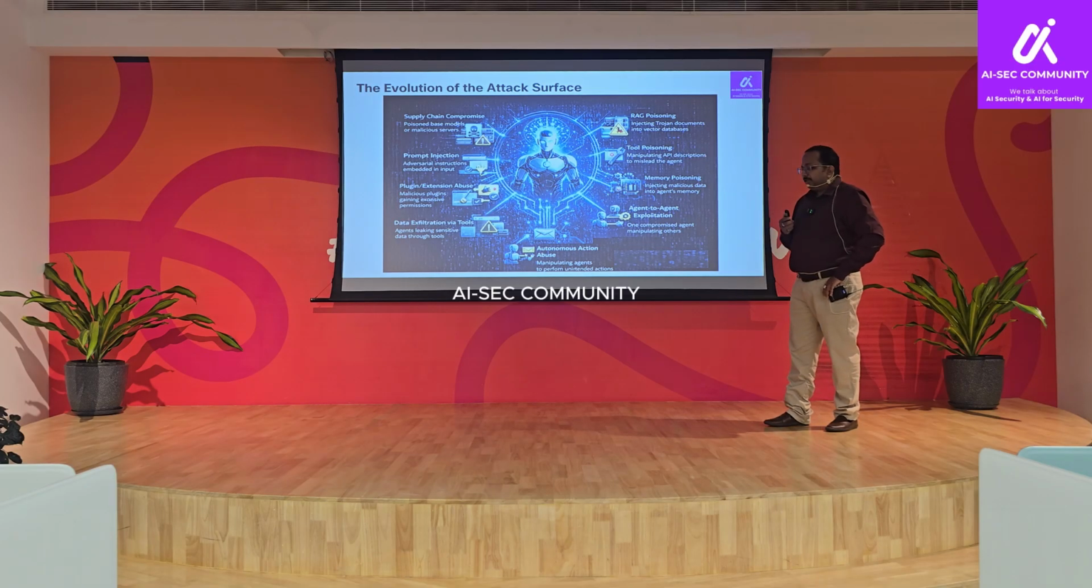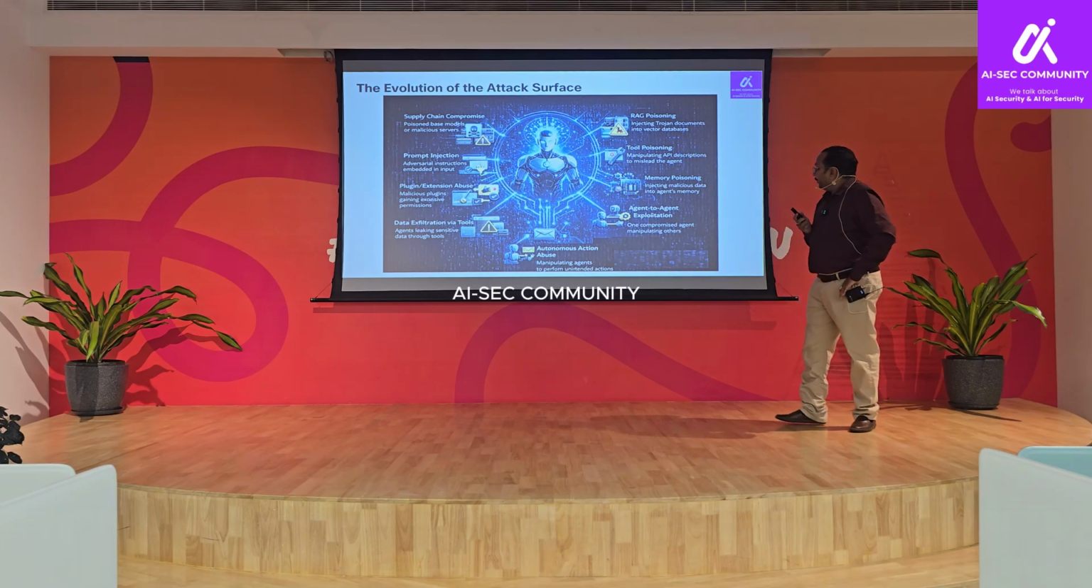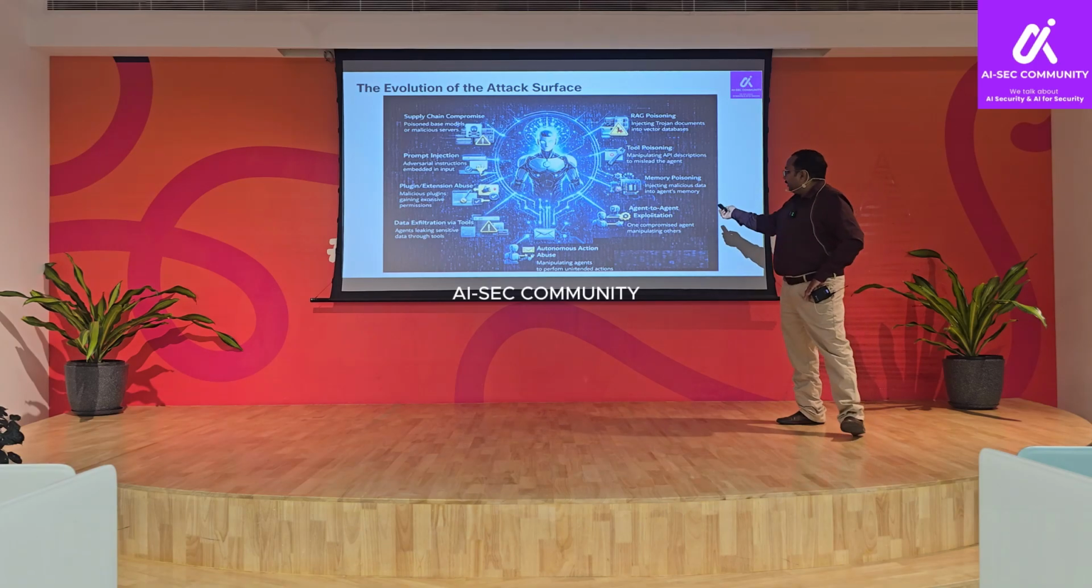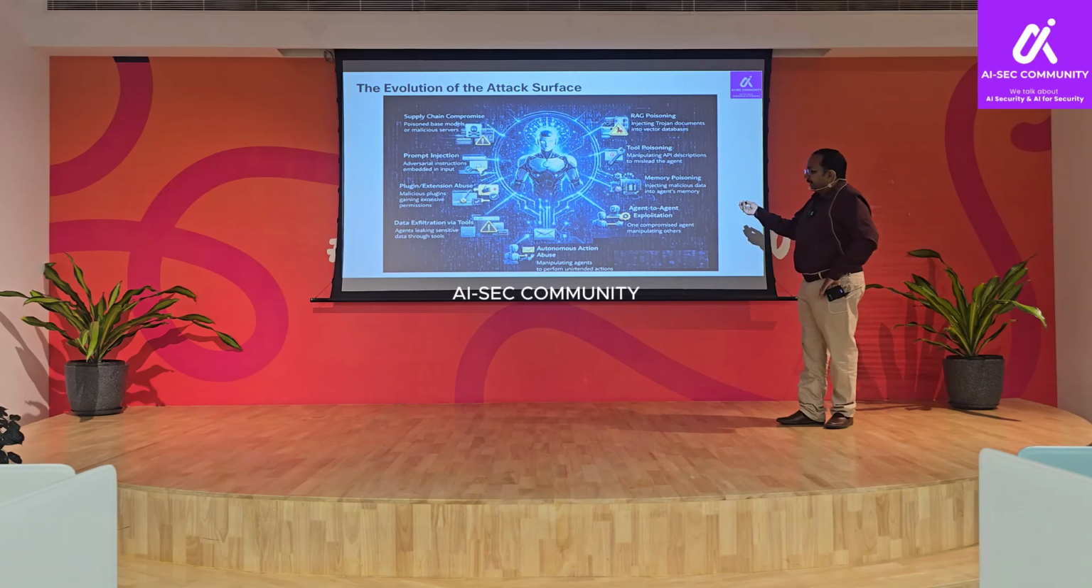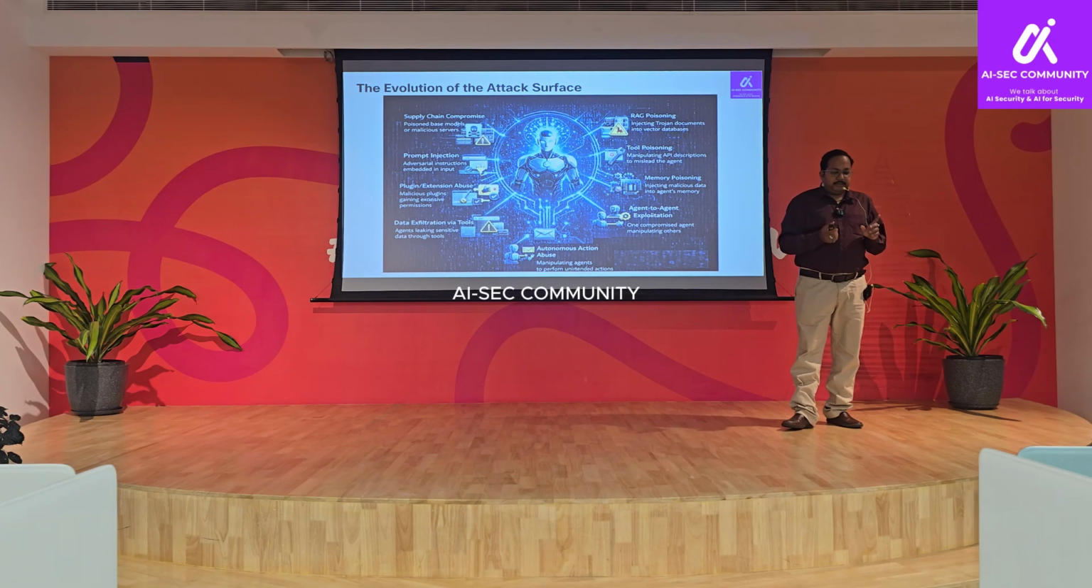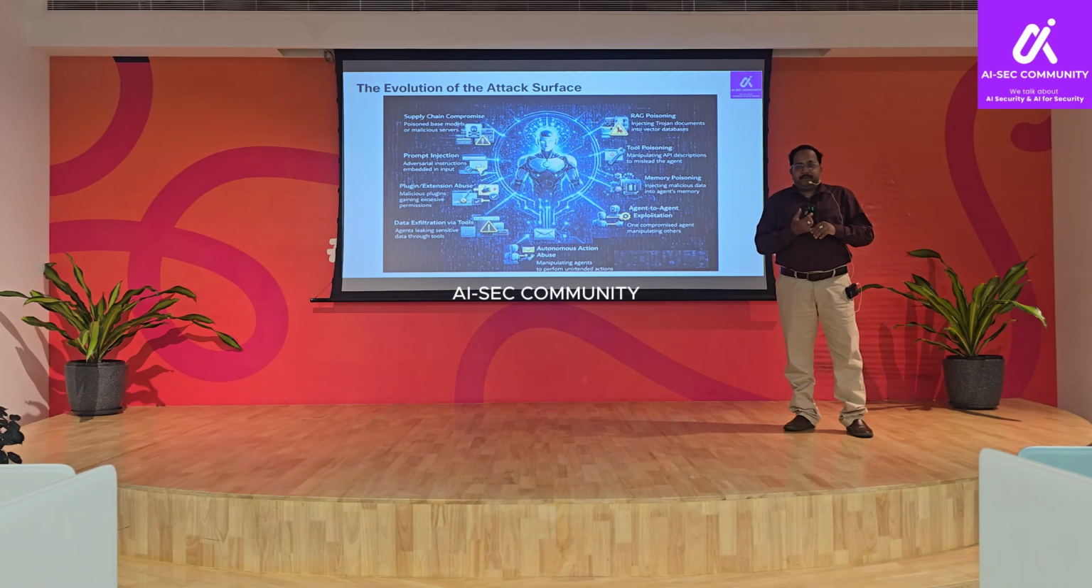Memory poisoning: injecting malicious data into agent memory. Then comes agent exploitation. We'll talk about data exploitation later. Agent-to-agent exploitation, which I talked about just now. Like, one agent was abused, and now it will create a path, a flow, for another agent to get abused.